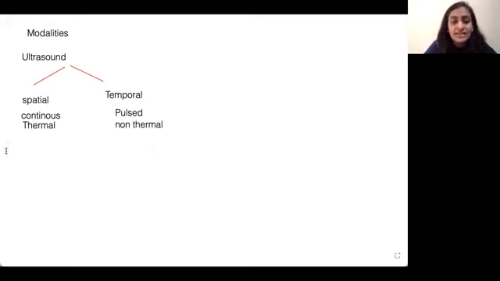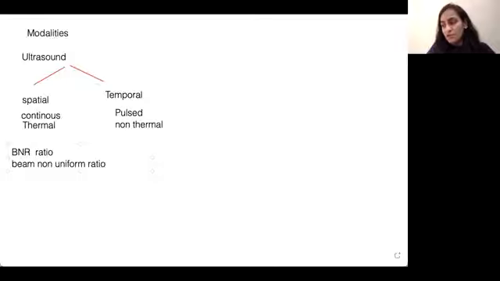So whenever you give continuous ultrasound, there is something we need to keep in mind. That is your BNR ratio. Whenever we do thermal ultrasound or continuous ultrasound, we have to keep BNR ratio in mind. What is the BNR ratio? BNR ratio is your beam non-uniform ratio. What is the beam non-uniform ratio? It is your peak intensity divided by your average intensity.